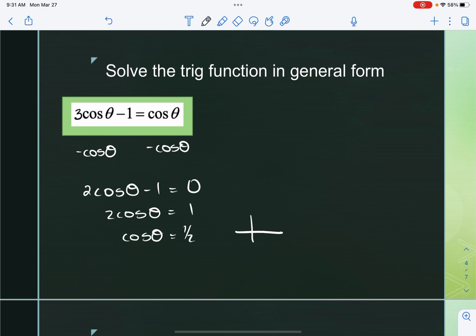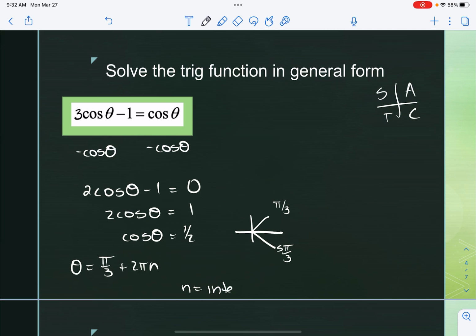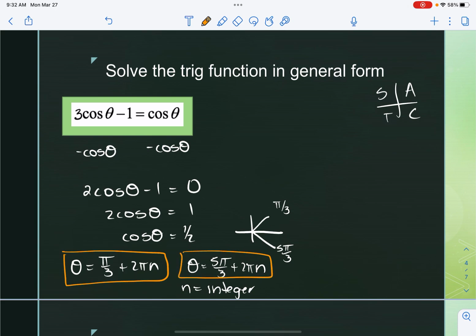Now again, cosine is positive. Remember, all students take calculus. Now it's in quadrant 1 and in quadrant 4. And the one that gives me 1/2, the family would be pi over 3, and this would be 5 pi over 3. But because I want all the angles that are coterminal, that means theta would be pi over 3 plus 2 pi n. N is an integer, remember. And theta is equal to 5 pi over 3 plus 2 pi n. So that would be both my answers, because those are the two that are on the unit circle.